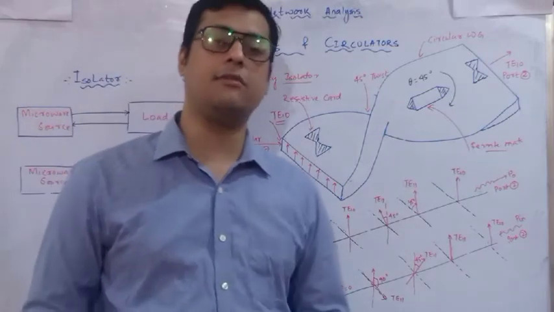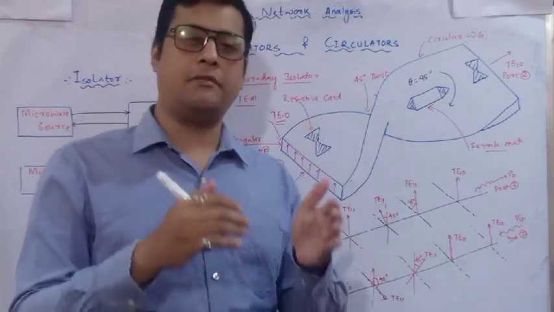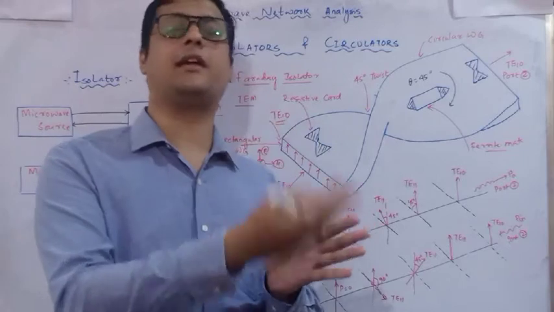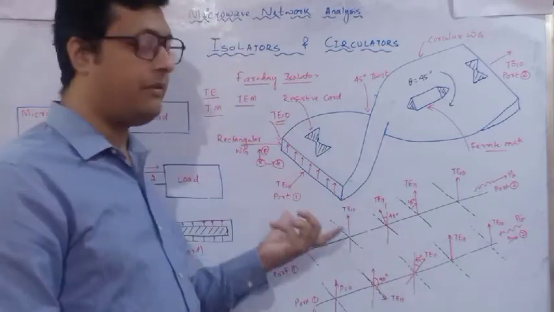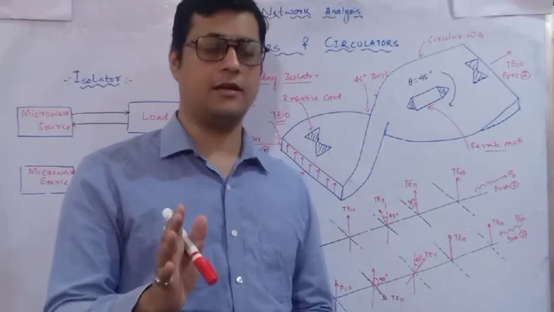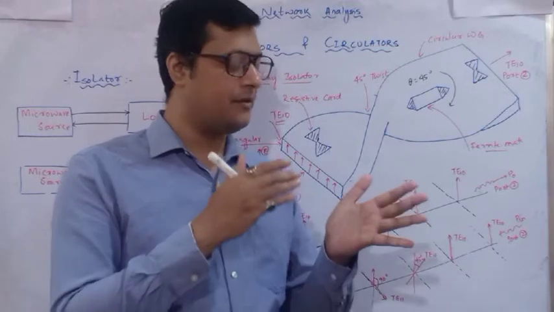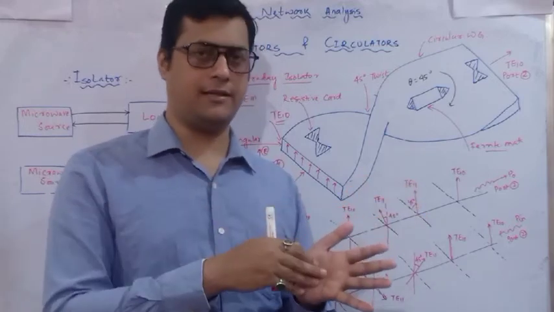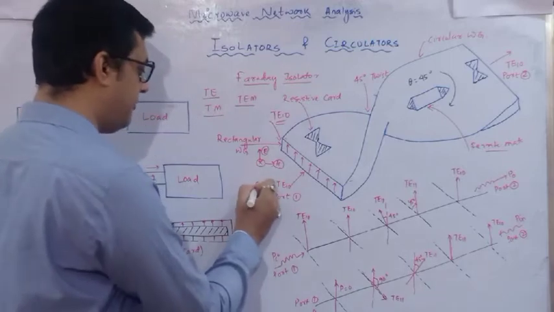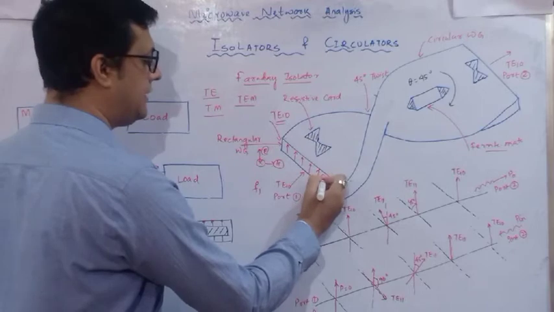What is it? TE10 mode is called the dominant mode, the mode with the lowest cutoff frequency above which it can operate. Remember that waveguides are nothing but filters. These all are called high pass filters. High pass filter means when you provide the input frequency, suppose my input frequency is F1, and the waveguide cutoff frequency is Fc.